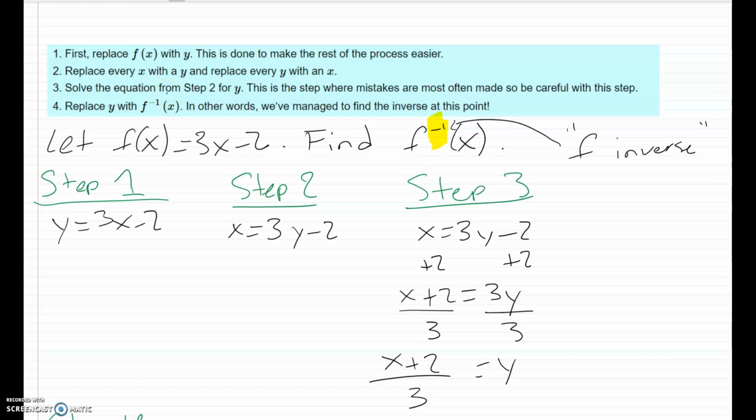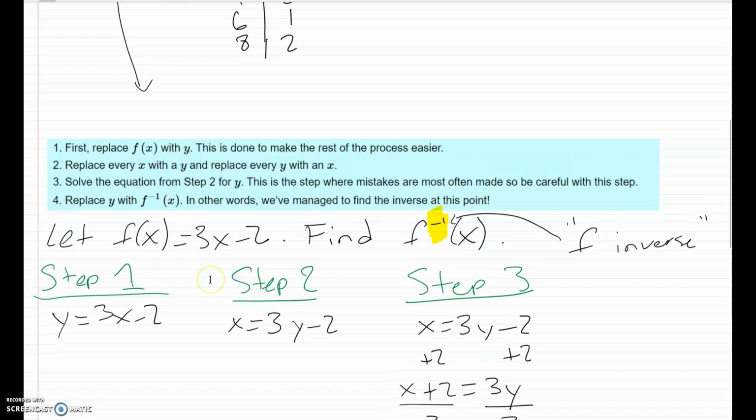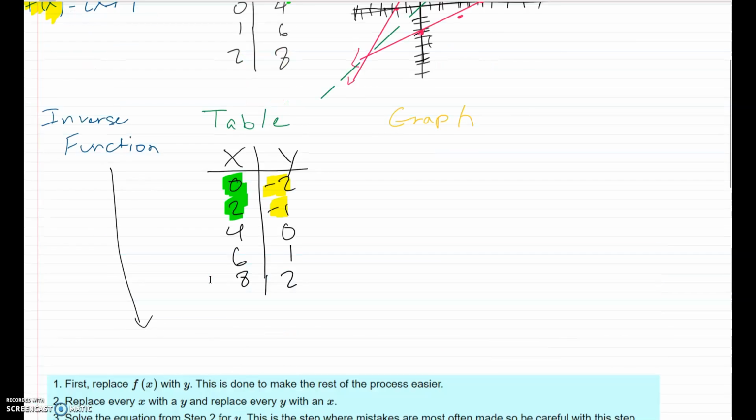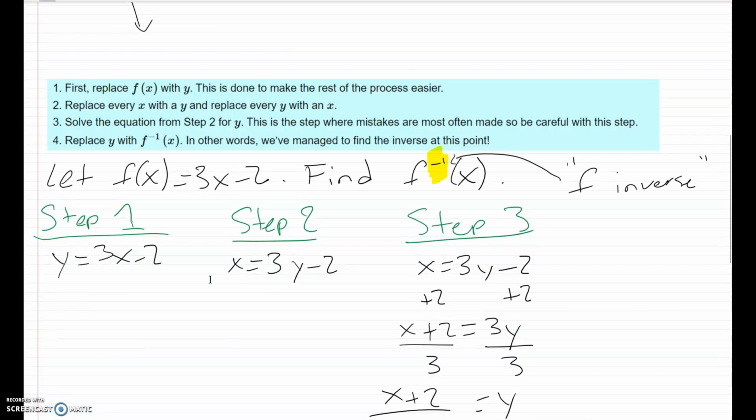So let's once again be color coding. The x values are yellow and the y values are green. So this x and this y swap places. Now this y became an x and this x became a y. We have successfully done step 2. We've replaced every x with a y and replaced every y with an x.